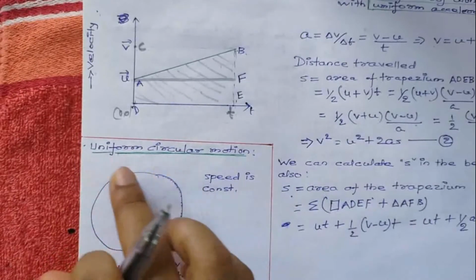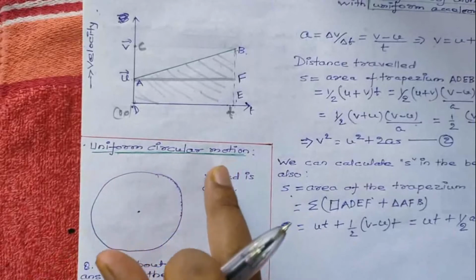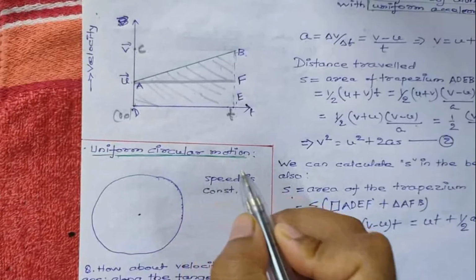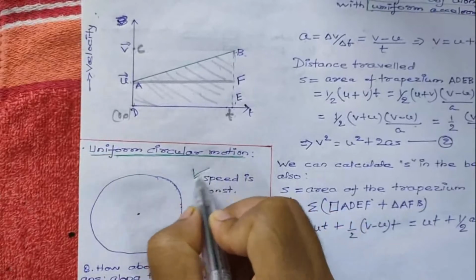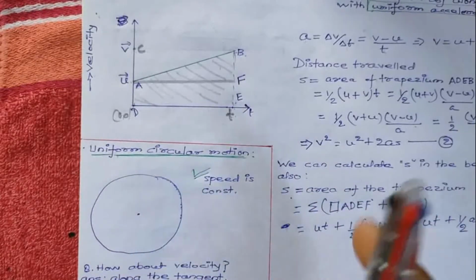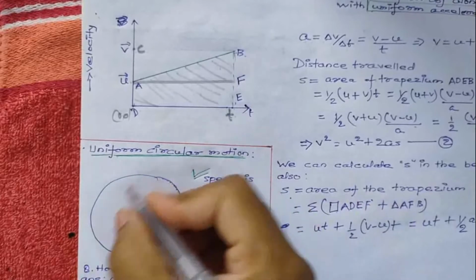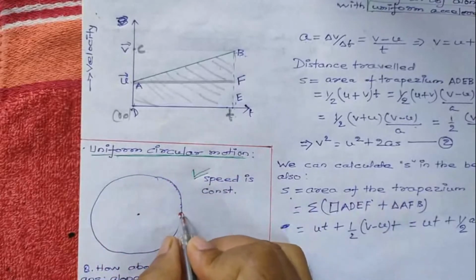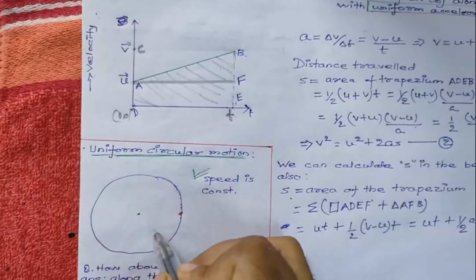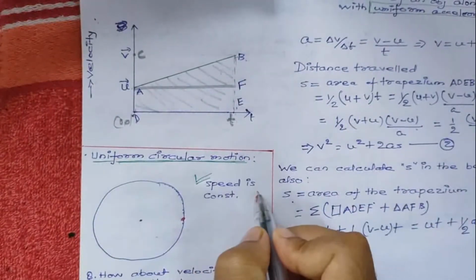Now the last thing is uniform circular motion. So uniform circular motion, the definition is, speed is constant. Speed is constant means the particle which is traveling along a circular path keeps on maintaining the same speed. So that is the only precondition for a uniform circular motion.